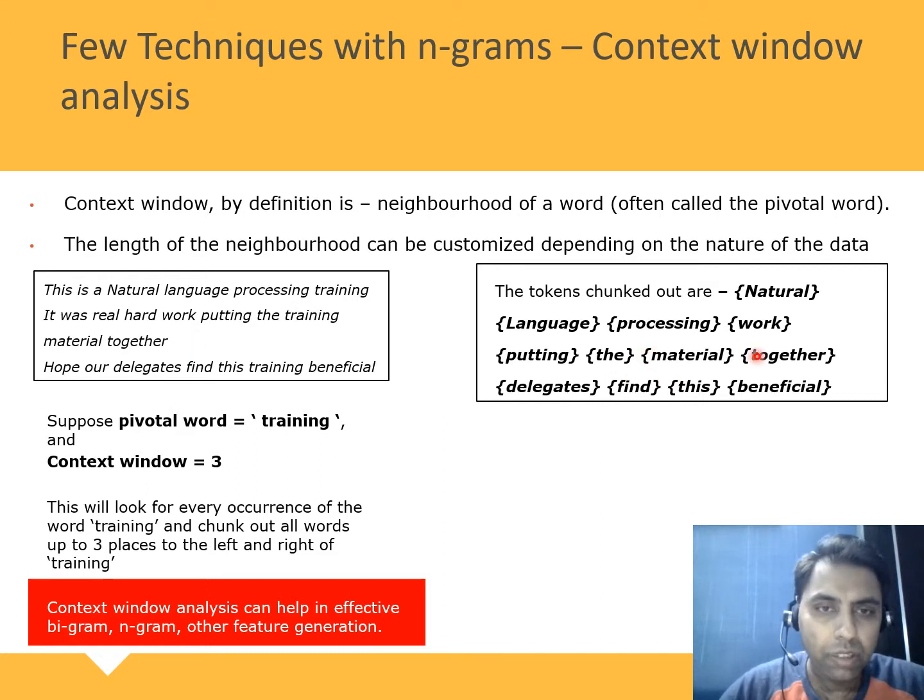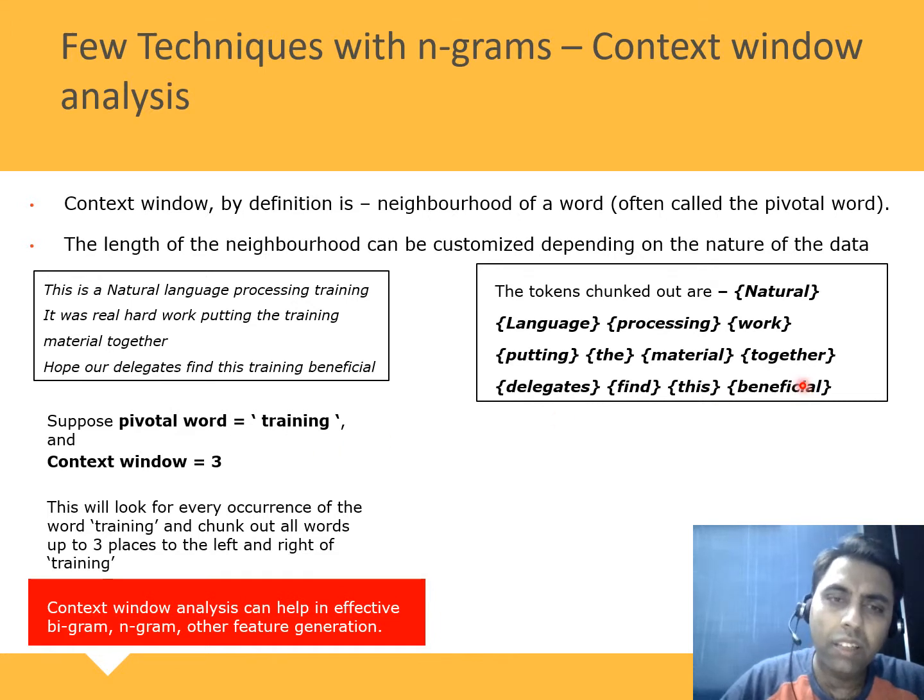And then when I look at the word training in the third sentence, on the left-hand side I get delegates find this, and on the right-hand side I get just one word, beneficial, because the sentence ends. So this gives me a sample out of this entire text data, a judgmental sample defined as all words which are in the neighborhood of the word training. And what kind of neighborhood? 3 words to the left, 3 words to the right.